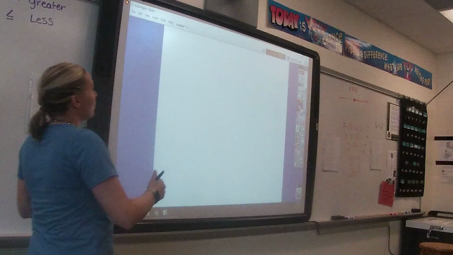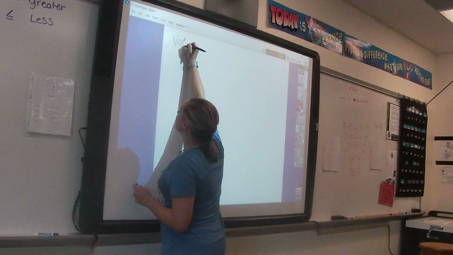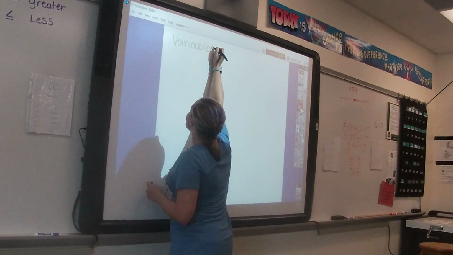Okay, so today we're going to still be looking at inequalities, but we're going to be looking at what we do to solve when there's variables on both sides.